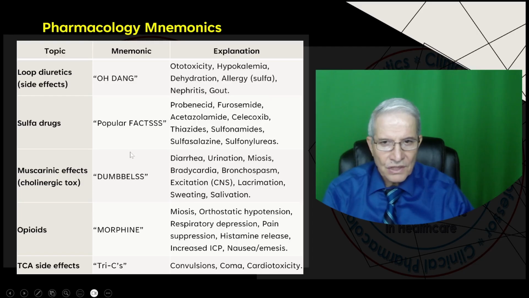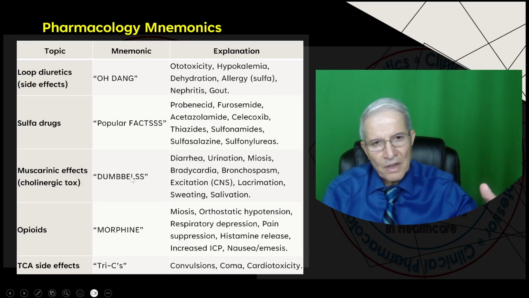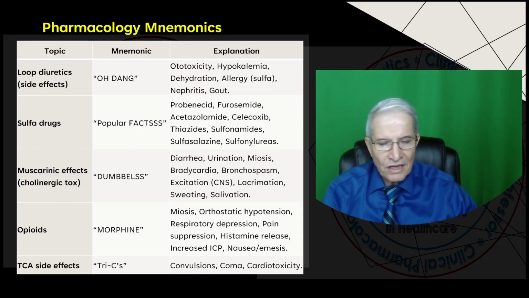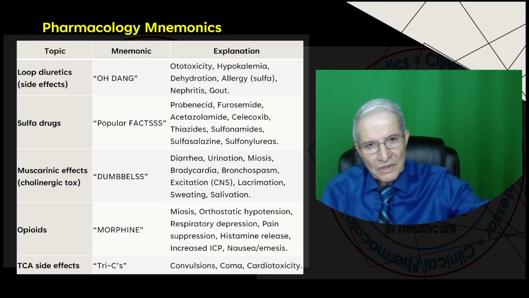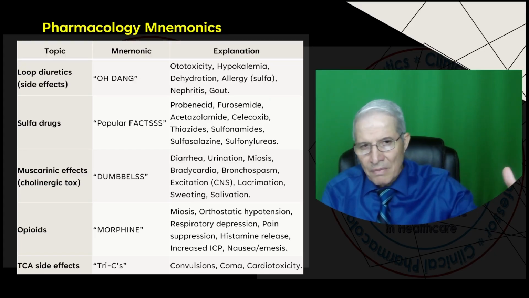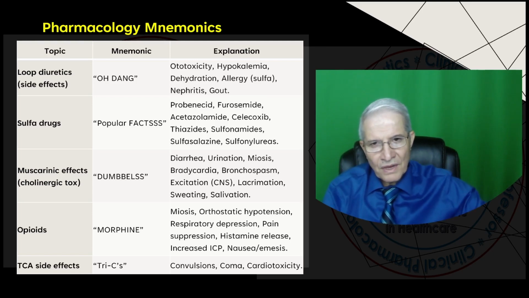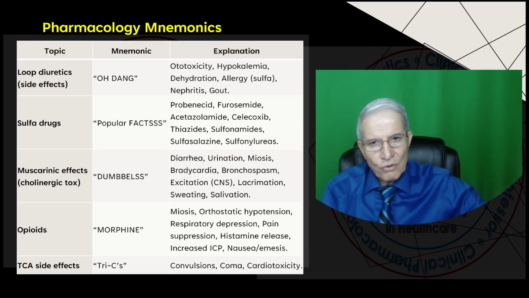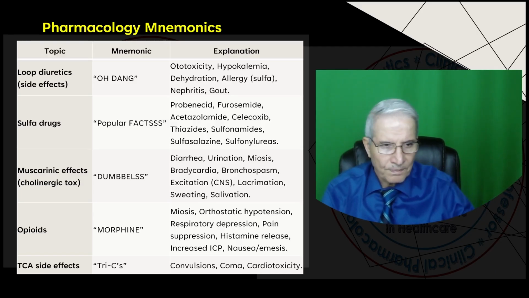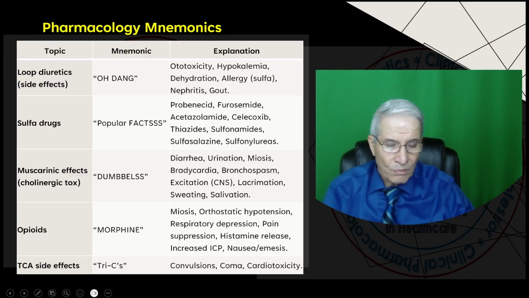So as you can see here for DUMBBELS, here is someone suffering from toxicity from a cholinergic agent or muscarinic agent. You can see a list of side effects, and it's not easy to remember these side effects. But when someone asks about the cholinergic toxicity side effects, we can remember DUMBBELS: Diarrhea, urination, miosis, bradycardia, bronchospasm, excitation, and so on. Another one is important for us here.